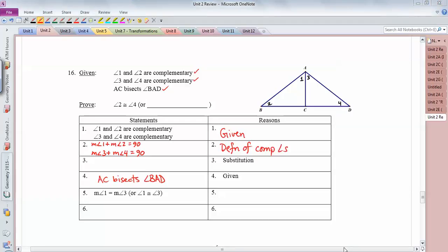Okay, the next line says substitution. And I'm hoping by now you're starting to recognize when two things equal the same amount, you can substitute in one term for the other, just like that. So then this line would be M1 plus M2 equals, and then instead of the 90 up here, I'm going to replace it with the M3 plus M4.